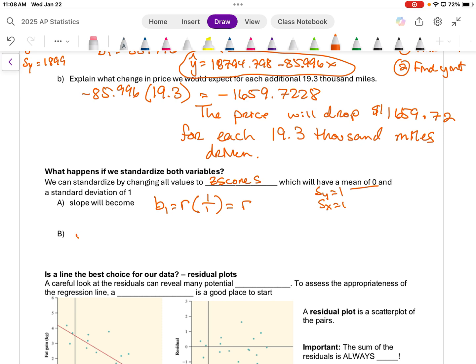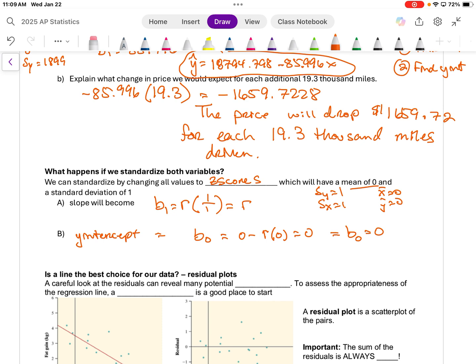The y-intercept, which is B naught, is going to be basically, okay, if the X mean is 0 and Y mean is 0, we're going to have basically 0 minus the slope, or sorry, R. 0 minus R, times 0, which is going to be 0. So our y-intercept, our b sub naught, is just going to be 0, is what it's going to end up being.